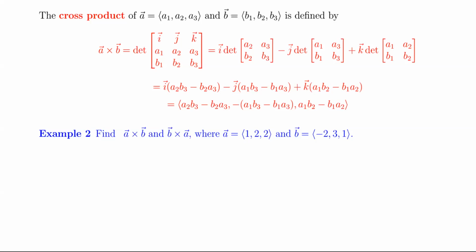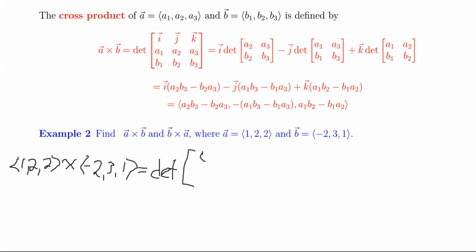So we want to take the cross product of A and B here, where A is 1, 2, 2. We want to cross this with the B vector, which is -2, 3, 1. This is the determinant of the vector i, j, k, and then 1, 2, 2, -2, 3, 1. And now let's actually calculate that.